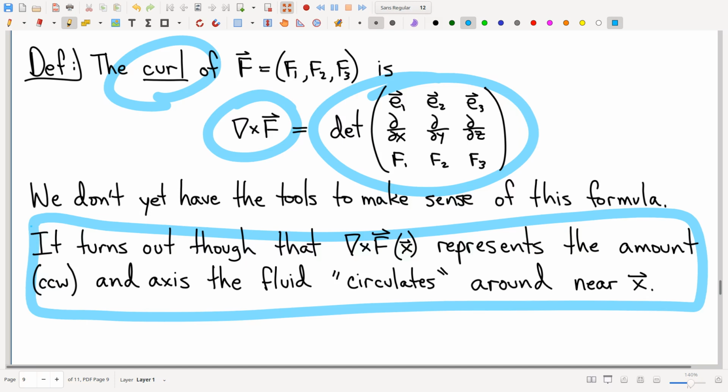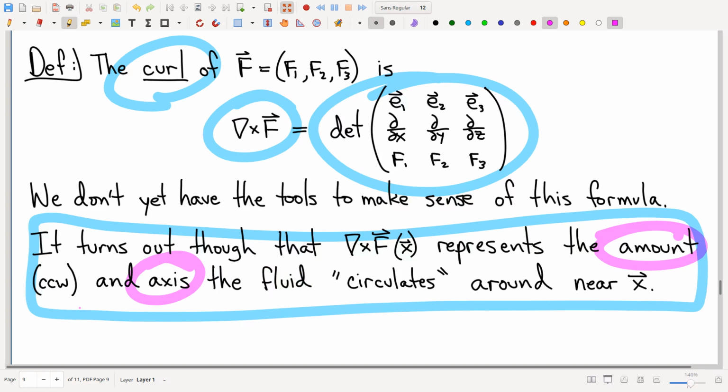Okay, so specifically the curl vector tells you two things. It tells you how much of a rotation there is. Are we talking about a Category 5 tornado? Or are we talking about a gentle, stirred bowl of soup? Very, very different things. So the magnitude of the curl is going to tell us how strong of a rotational aspect there is to the fluid. And the direction of the curl tells us the axis that the fluid is rotating around.